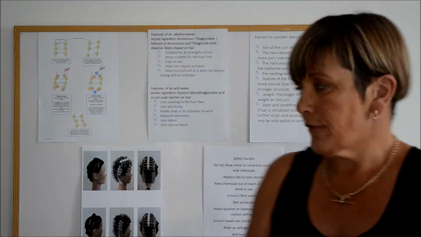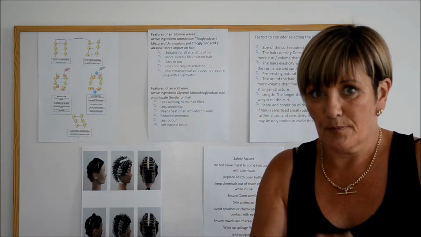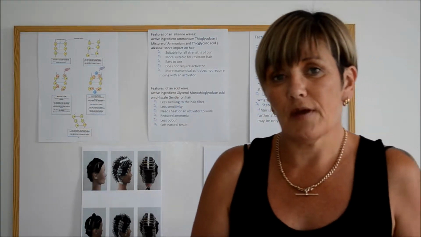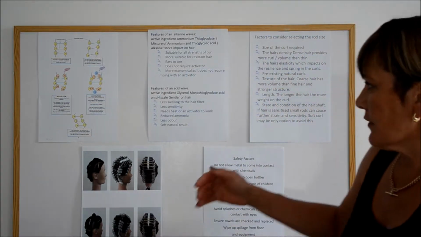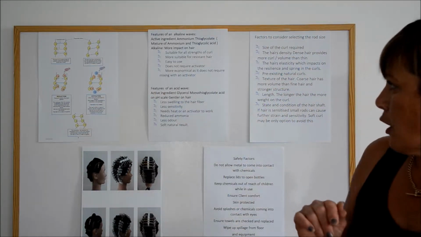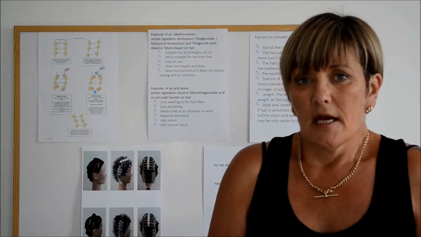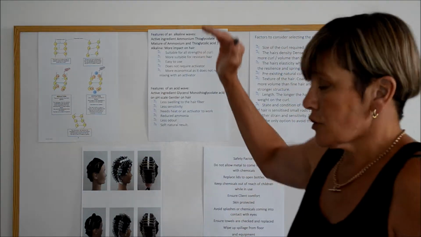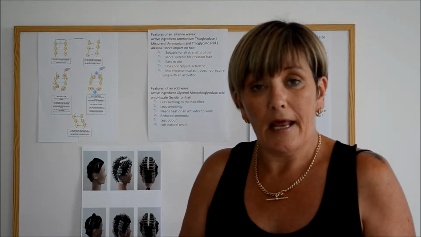An acid wave, for example, is an acid pH, which is closer to the pH of hair, so it is gentler on hair. Its active ingredient is glycerol monothioglycolate. Now that is quite different to the active ingredient in an alkaline wave.